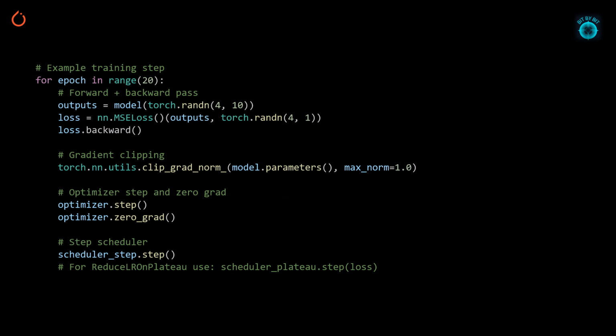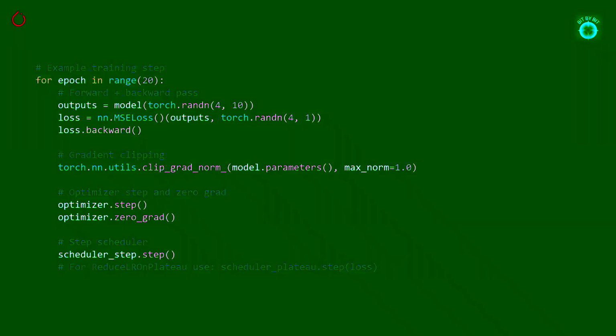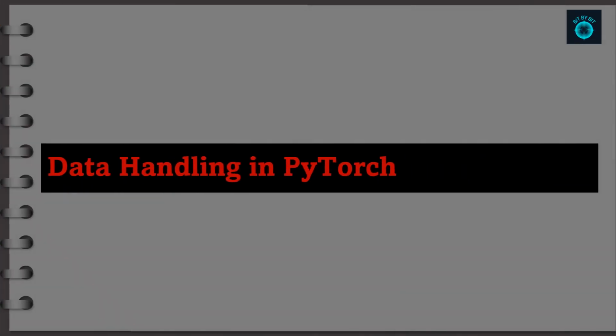Inside the training loop, we compute the loss, apply gradient clipping, perform the optimizer step, and then call the scheduler's step function. This approach makes training safer, smoother, and more likely to converge successfully. Data handling in PyTorch.